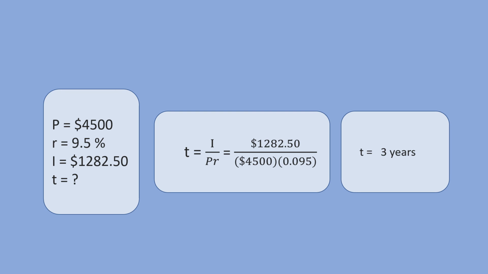So this example clarifies how you can use the simple interest formula to find the unknown factors, whatever you have been given and whatever you have been asked to find out. I hope these small and simple examples clarify the basic concepts of simple interest.